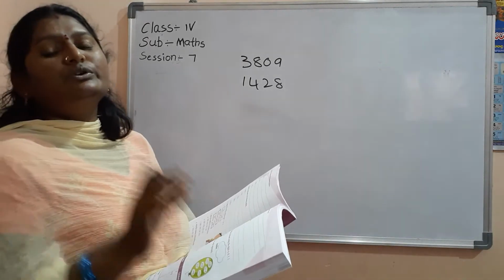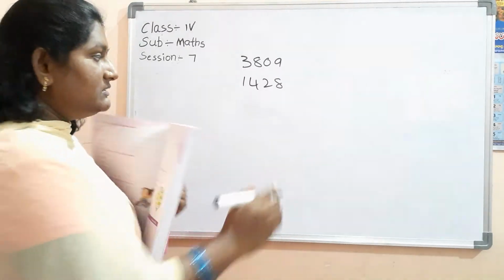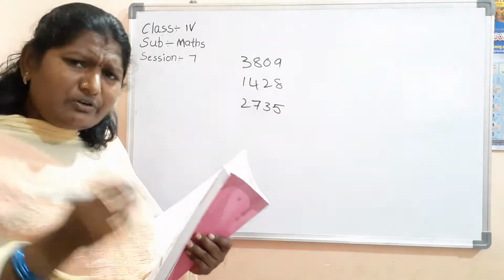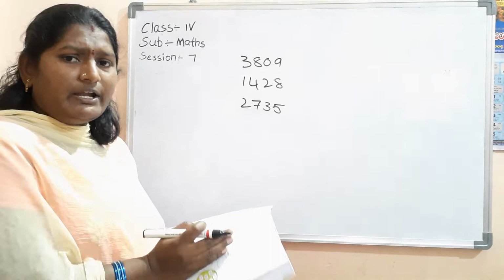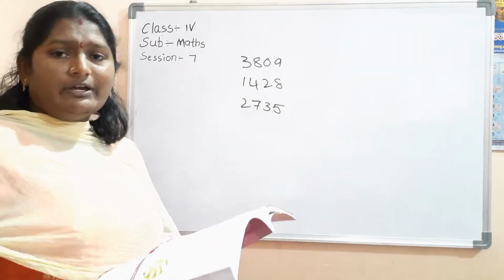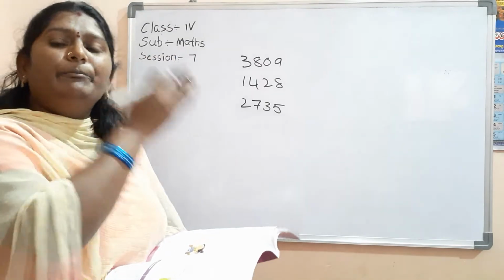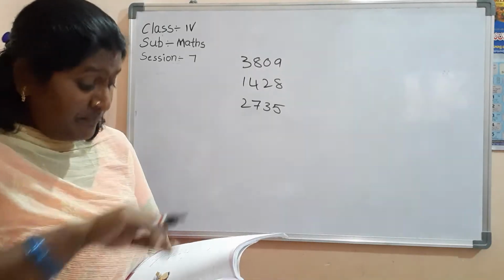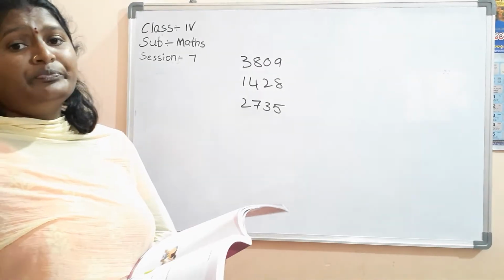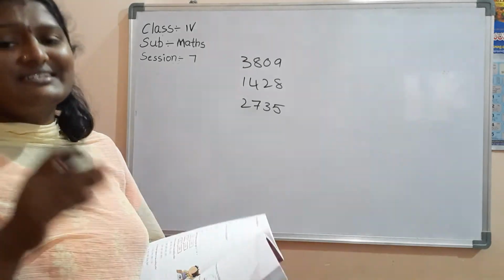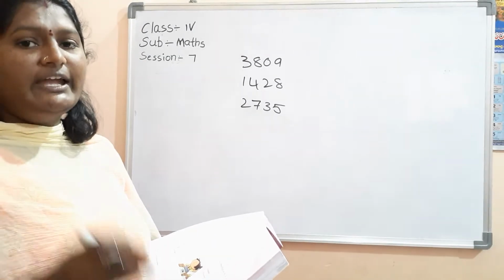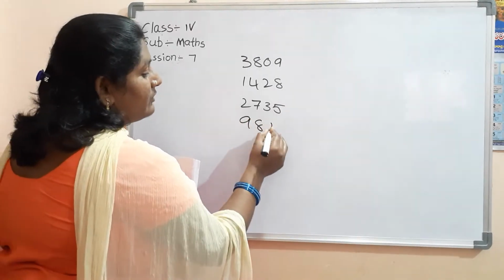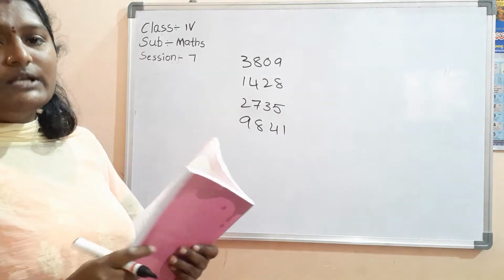2736. 2736 predecessor number is 2735. Because we are writing before numbers, right? In the previous bit we were writing after numbers. Now we are writing before numbers. Is this clear? Then D, 9842. 9842 predecessor. 9841. Yes or no?